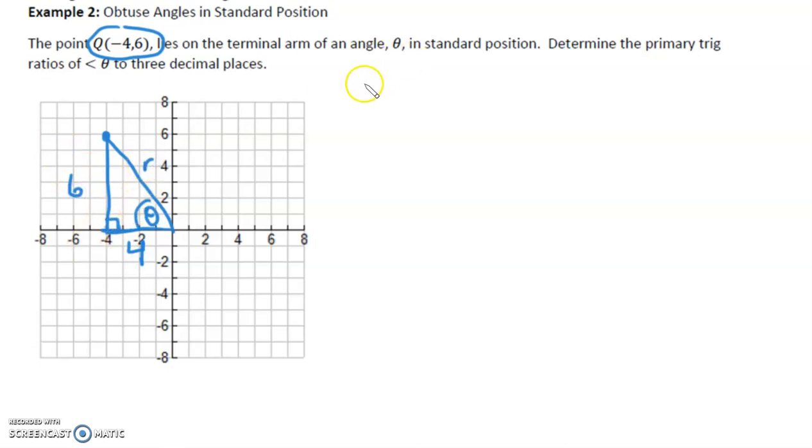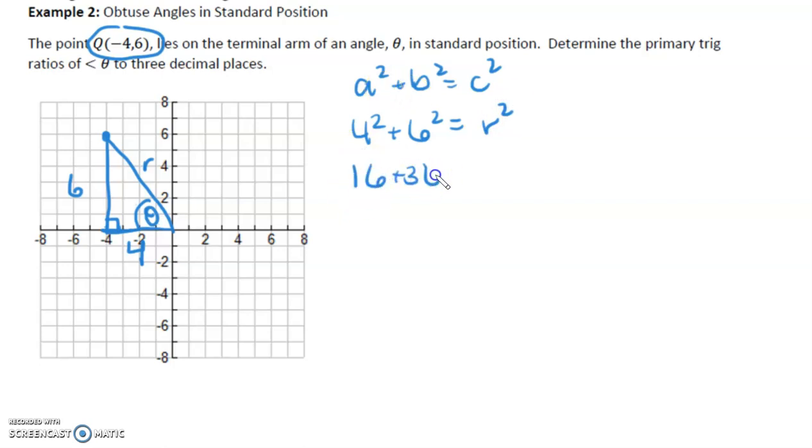We need the radius. So let's go: a squared plus b squared equals c squared. In this case, we can substitute our 4 and substitute our 6, and we're going to get the radius squared. So we have 16 plus 36 is radius squared. Okay, so it's going to be 52 equals radius squared. And then if we square root both sides, we're going to get 7.2 for our radius.